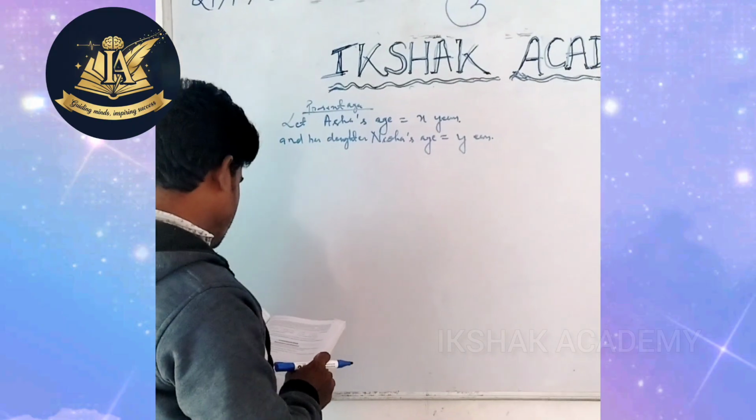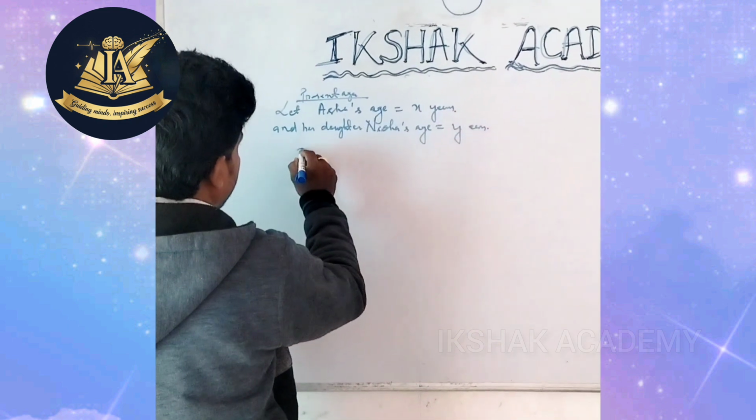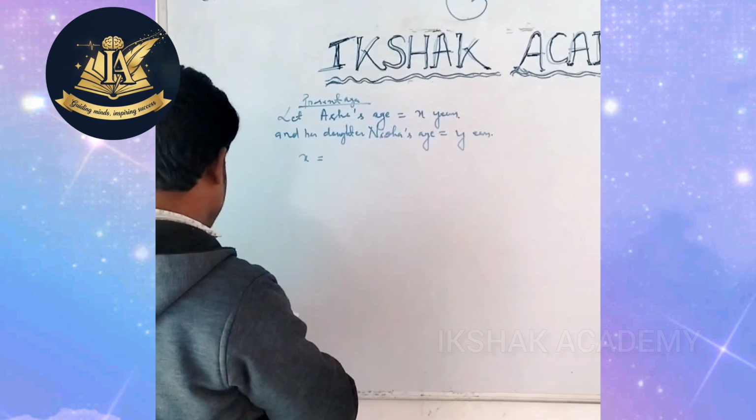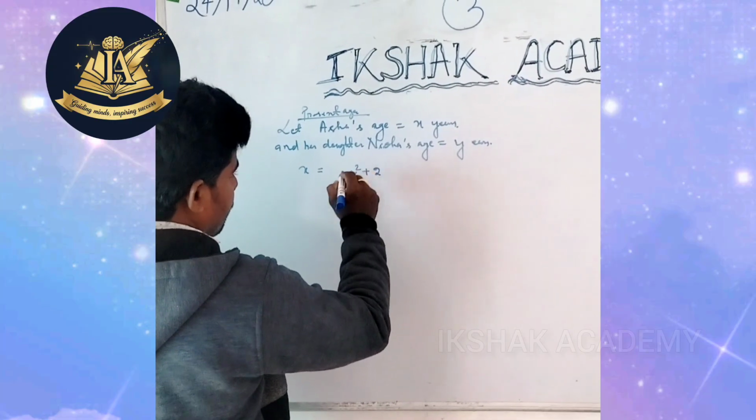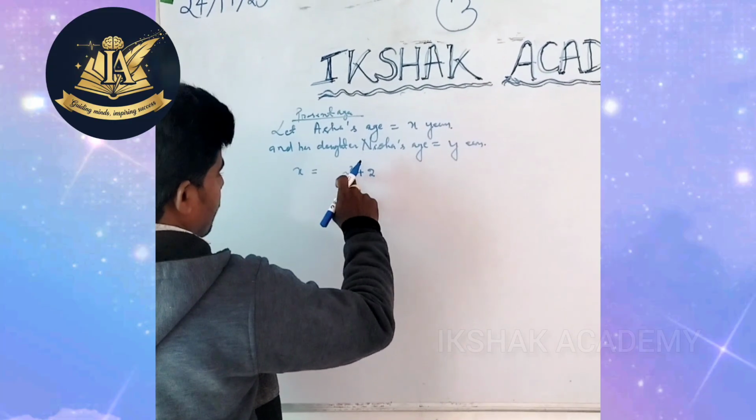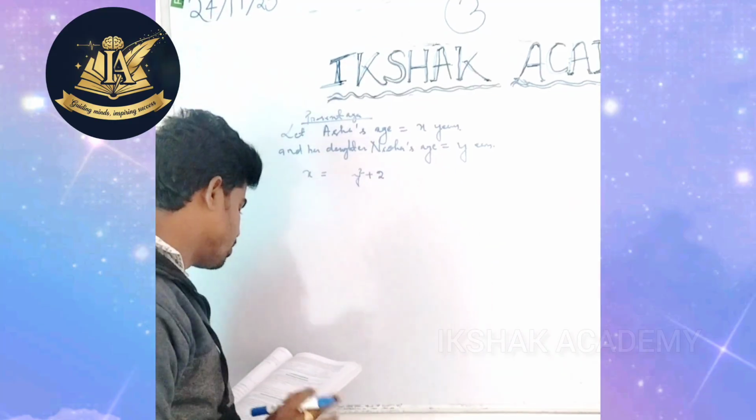As per your question, Asha's age is 2 more than the square of her daughter Nisha's age. That means x equals 2 more than the square of her daughter's age, which is y square plus 2. So x equals y square plus 2 as per your question.